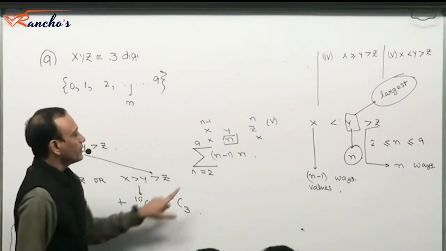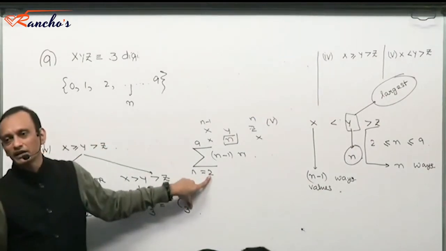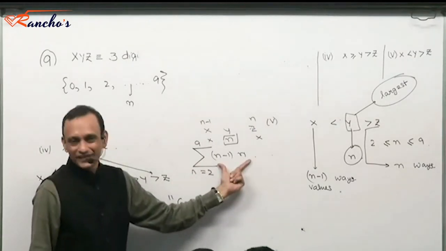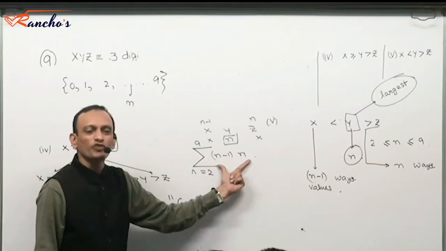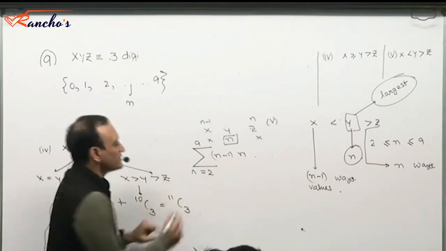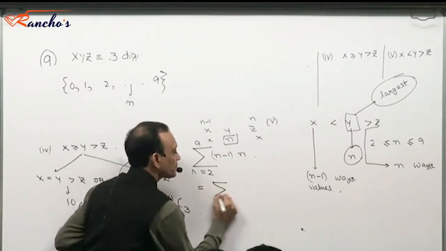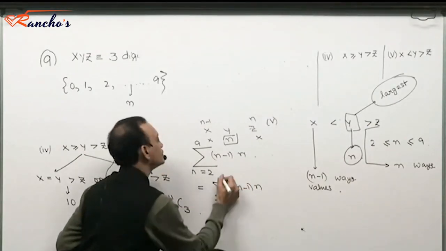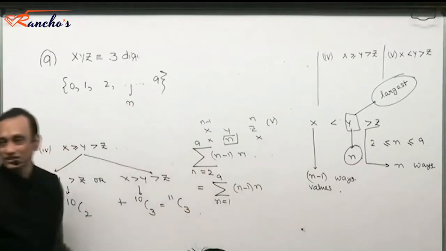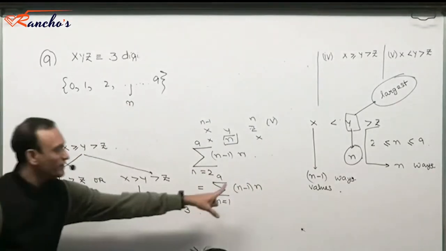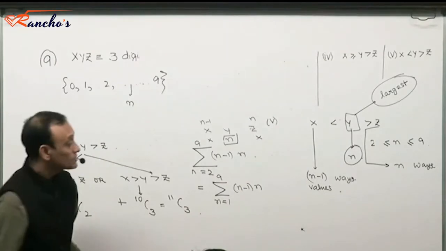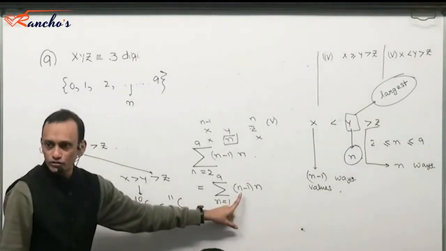Hey, if I started with n equal to 1, will it make a difference? Because for n equal to 1, anyway the value of this expression is 0. So this is the same as the sum of n minus 1 into n for n equal to 1 to 9, because I've only added 0 to this summation. So this is the summation that I need to deal with.